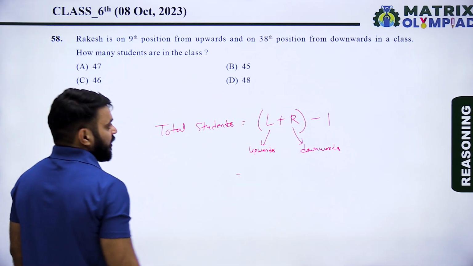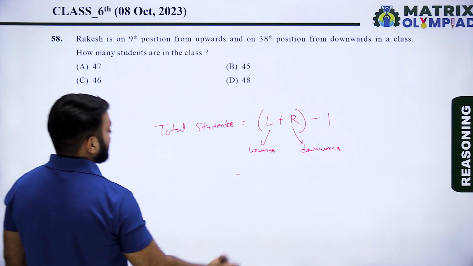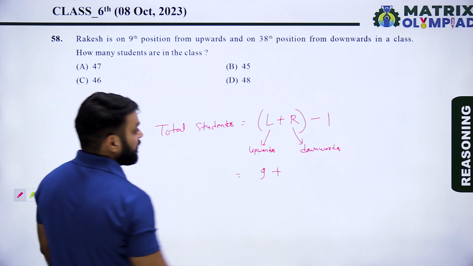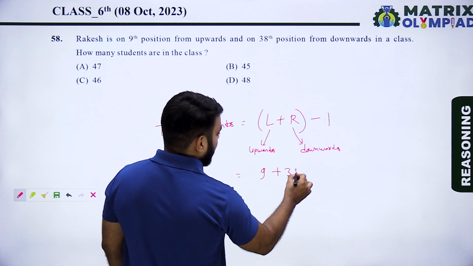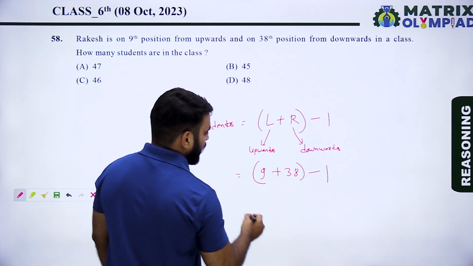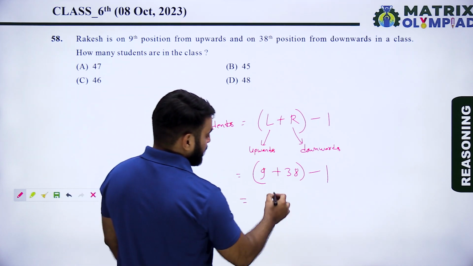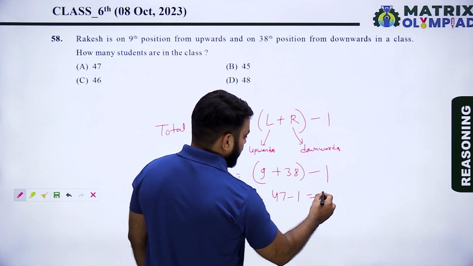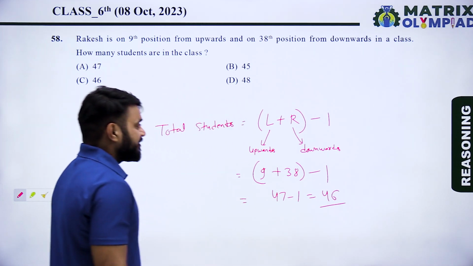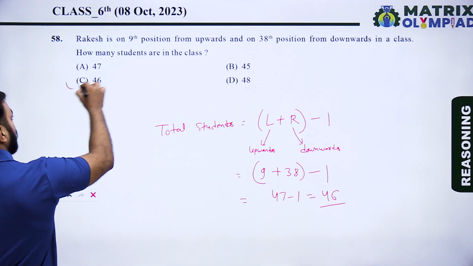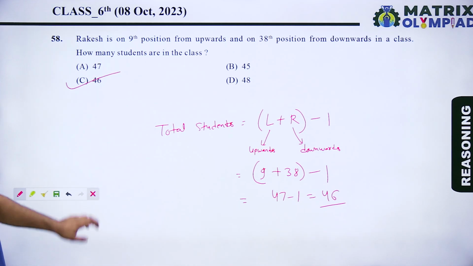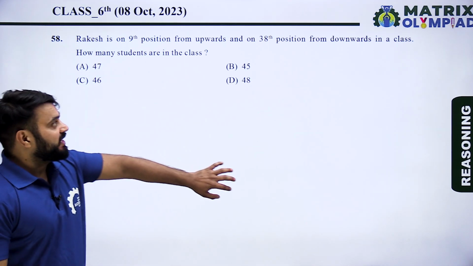So, the upward position of Rakesh is 9 and the downward position of Rakesh is 38. 9 plus 38 minus 1. 9 plus 38 means 47, minus 1 means 46. There are 46 students in the class. 46 means option C is the correct answer. Okay, let's move on to the next question.